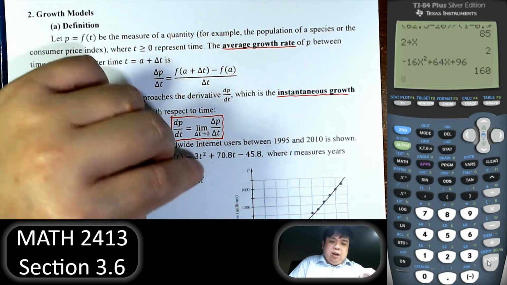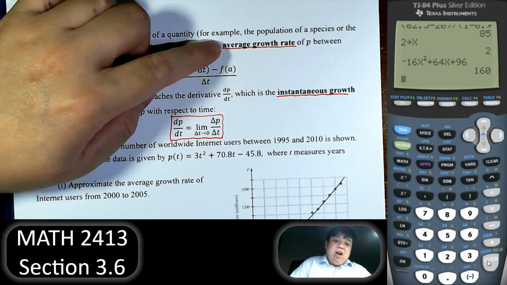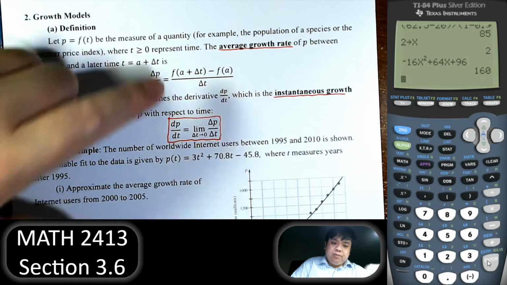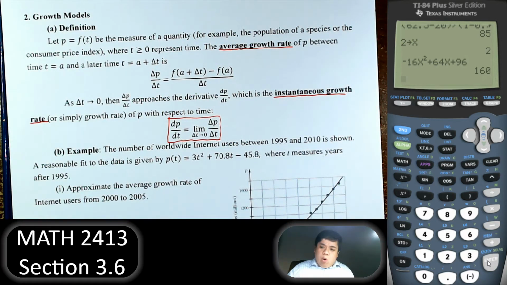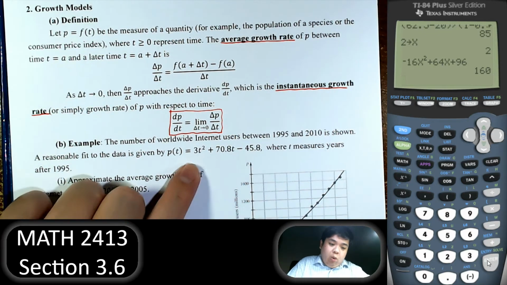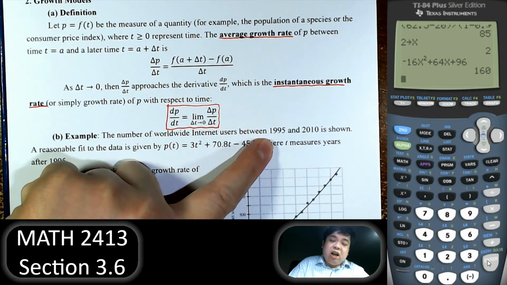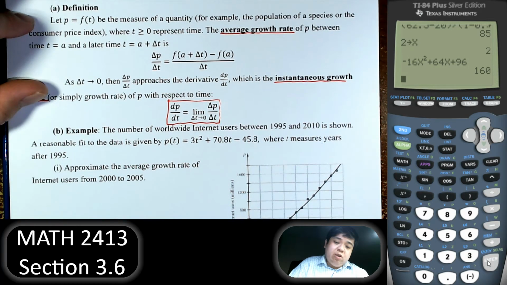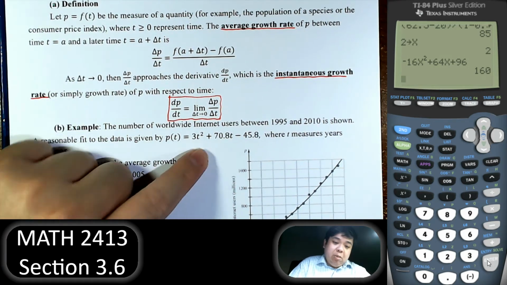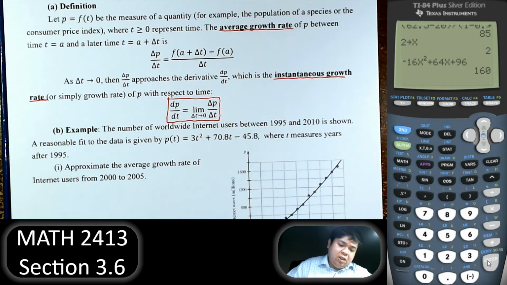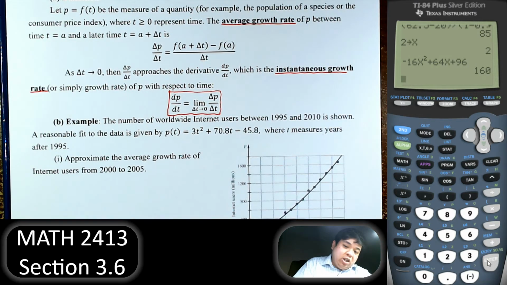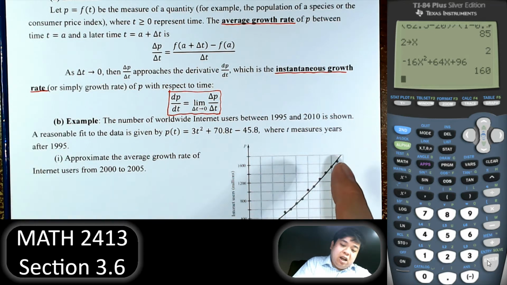Of course, before we have the instantaneous growth rate, we have the average growth rate, which is the slope of the secant line, or the difference quotient. Right, the number of worldwide internet users between 1995 to 2010 is given by this equation, roughly that, where t measures years after 1995.